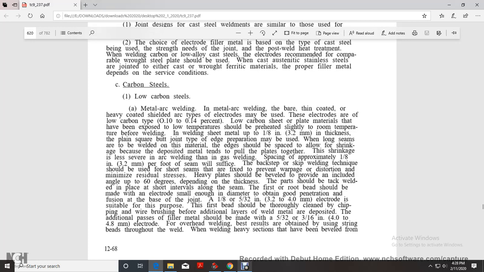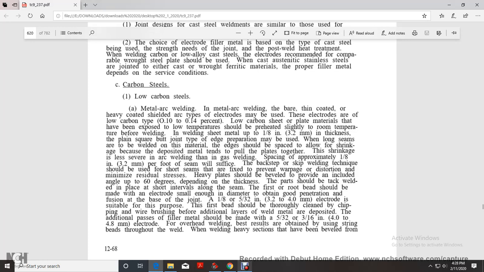Heavy plate should be beveled to provide an included angle of up to 60 degrees, depending on the thickness of the part. It is to be tacked and welded in short intervals along the seam. The first root bead should be made with an electrode small enough in diameter to obtain good penetration and fusion based on the joint. A 1/8 of an inch or 5/32 electrode is unsuitable for this purpose. Each bead should be thoroughly cleaned and chipped with a wire brush before additional layers.